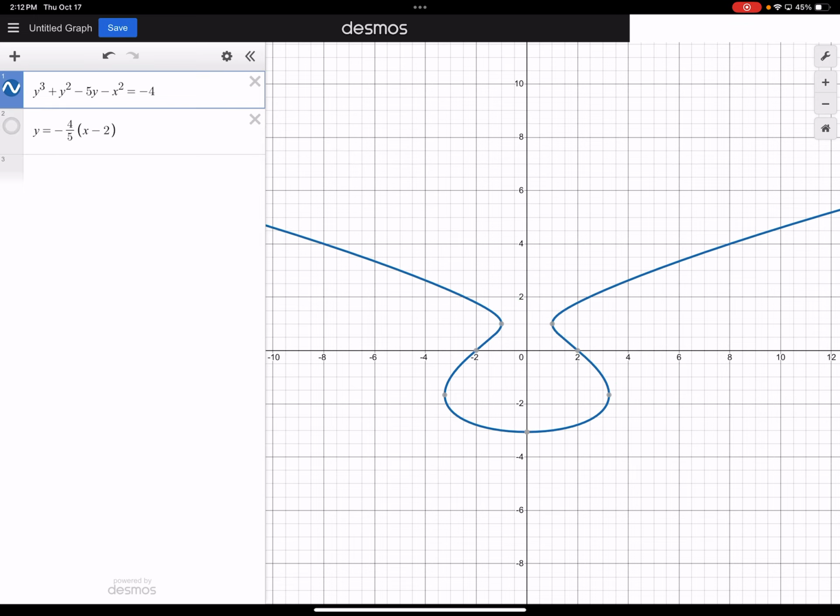So notice, you guys, the point 1, 1. Doesn't it look like there would be a vertical tangent line there? Like it looks like the slope is undefined at that point?